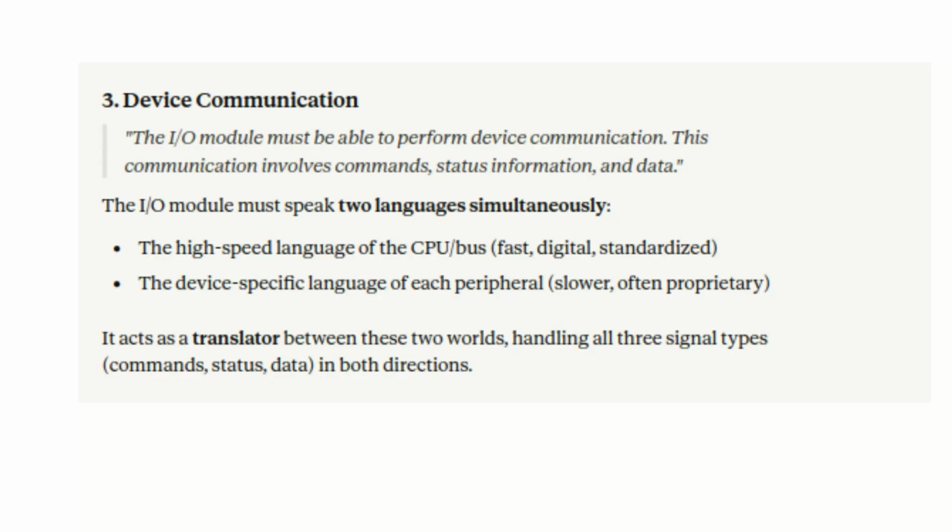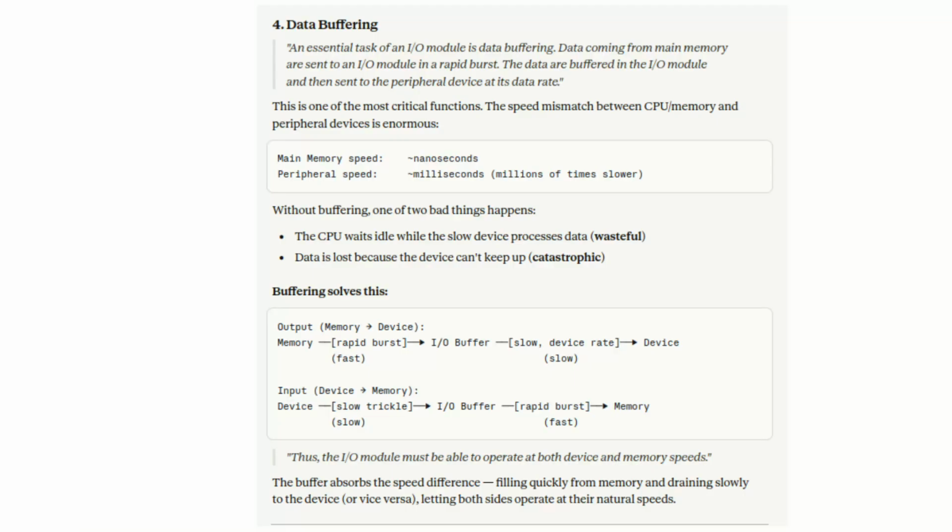And the fourth function is buffering, data buffering. We have to understand that the data buffer is a small temporary storage which can store up to 8 to 16 bits and so on. It is associated with the transducer actually. Now it's an essential task here, because the data which is coming from the main memory can go to our IO module very fast in a rapid burst. So here the data would be buffered, and only then the data is given at the peripheral device's speed. So the IO module would then send data to the peripheral device at its data rate.